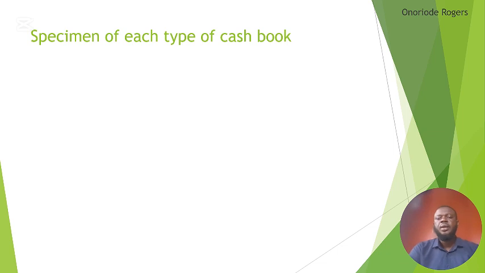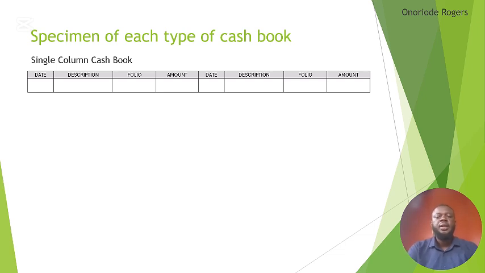Now let's look at the specimen of each type of cash book. The first one is the single column cash book. This is how it looks. You have columns for date, description, folio, and amount, which can either be a cash or bank column. We have the date again, description, folio, and amount.